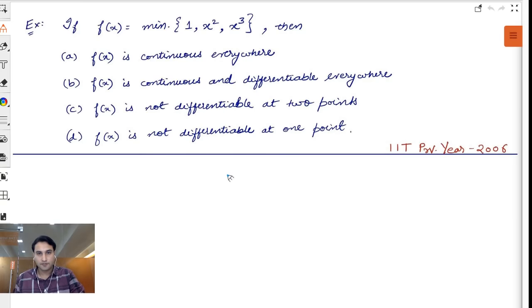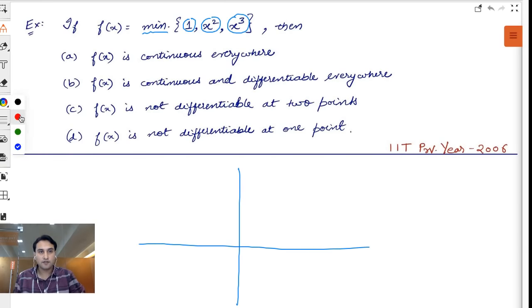Okay, look, which all graphs do you have to plot? Y equal to 1, y equal to x square and y equal to x cube. Then it talks about minimum. So take the lowest graph always. So if I quickly plot it, see how much time should it take? Not more than half a minute. So y equal to x square, y equal to x cube. Now be very very careful while plotting x cube. This is 1. So between 0 to 1, which graph is higher? X square will be higher and x cube will be lower.